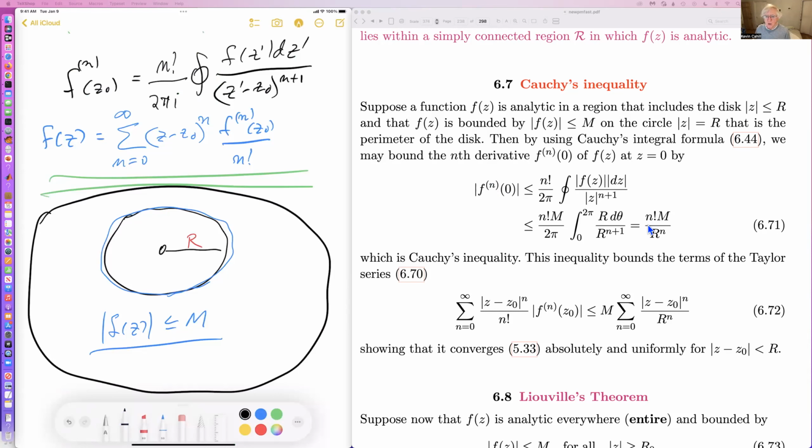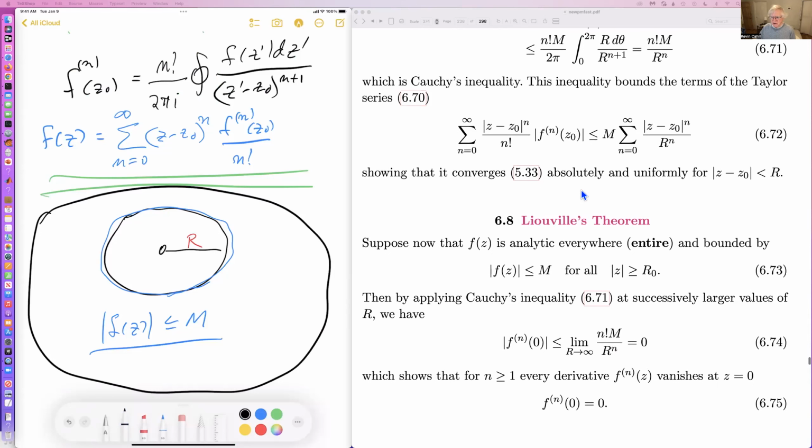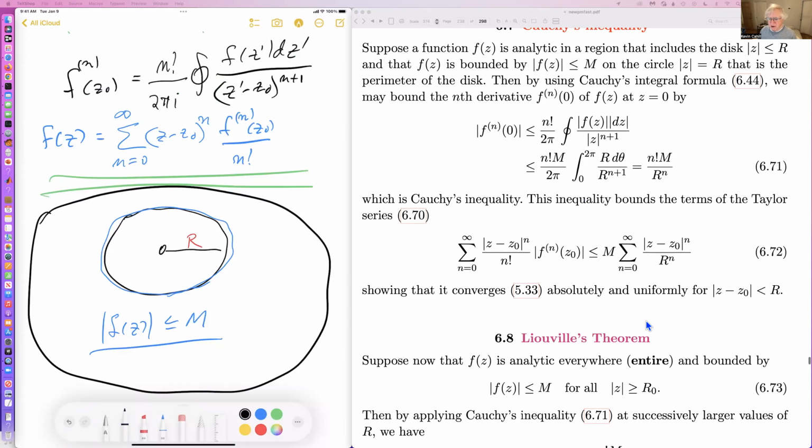And of course, one of the things that means is that as you send r to infinity, this means that these derivatives, in fact, this holds for arbitrary n, so all the derivatives have to vanish. I'm just wondering if I left something out here. Well, apparently I applied it here.